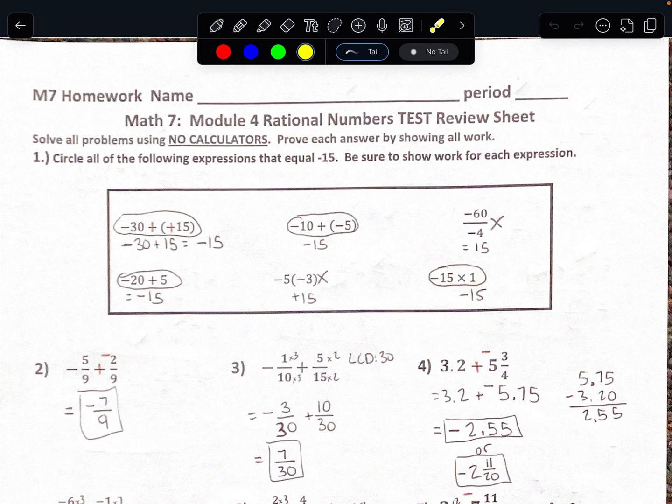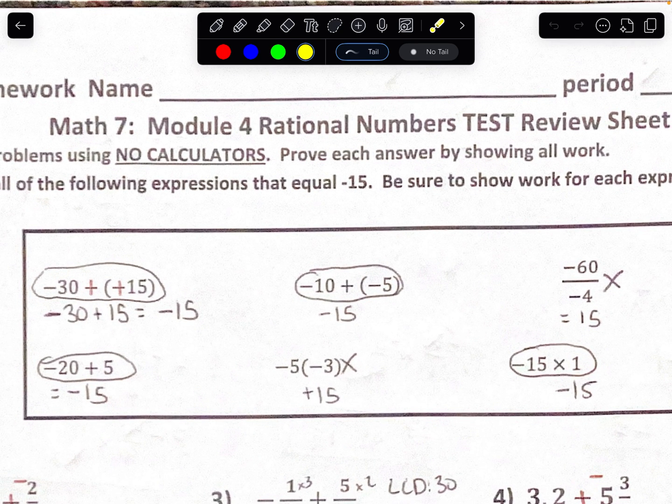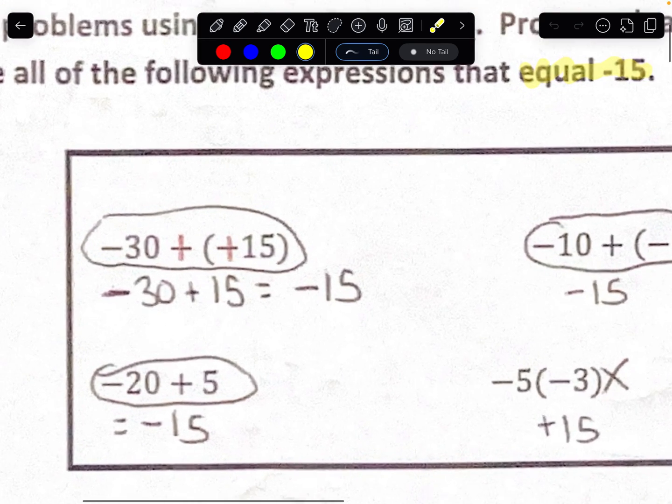Hey class, so let's do a quick review of the review sheet first. So in number 1, they want you to find any expression that equals negative 15.